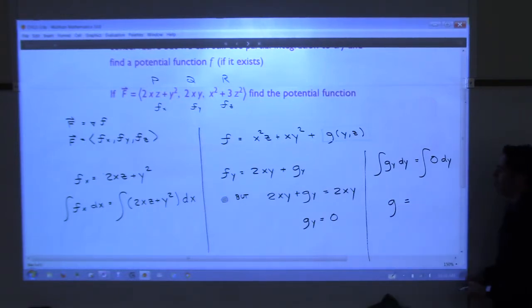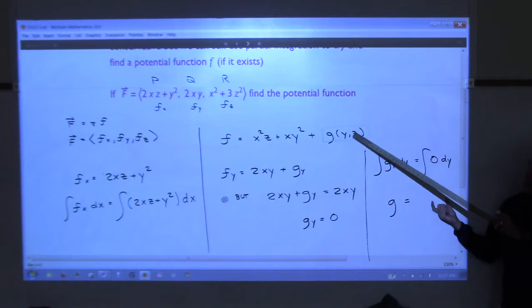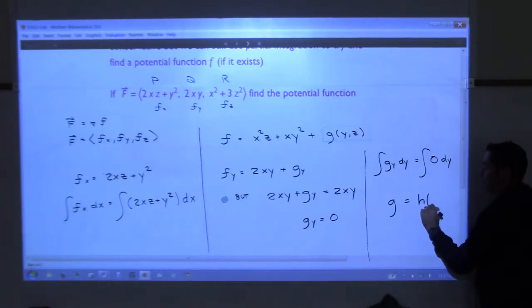Now, when we integrate this side, we're integrating with respect to y. We're integrating 0, which normally you would say this must be a constant. But what if it has z's in it? The derivative of that would be 0 with respect to y. But it could only have z's in it. It couldn't have any y's, and it couldn't have any x's. The reason it couldn't have any x's is because we assumed that g was a function of y and z only. So I know that this side right here is some function h of z, possibly.